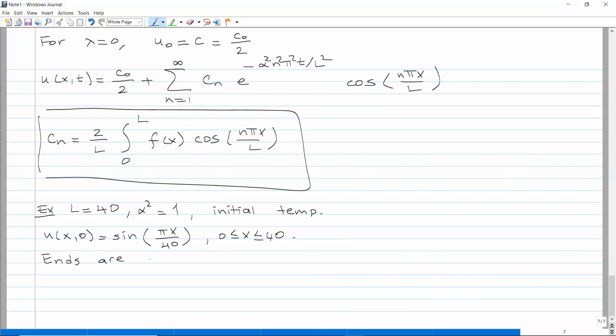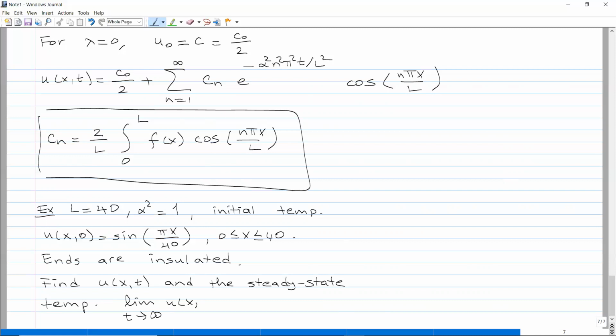So we have the cosine series case. Ends are insulated. What other information do we need? Okay, so the question is, find the temperature and the steady state temperature. What is the steady state temperature? The limit as t goes to infinity of u(x,t).